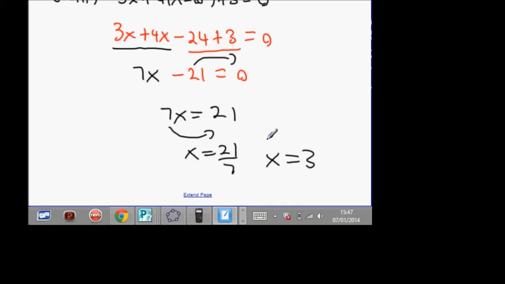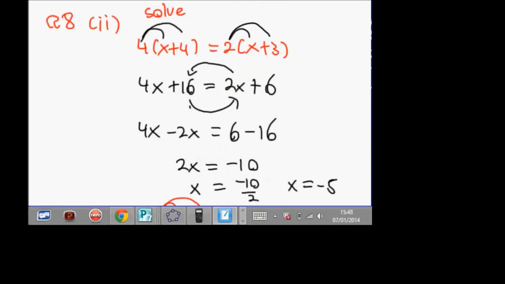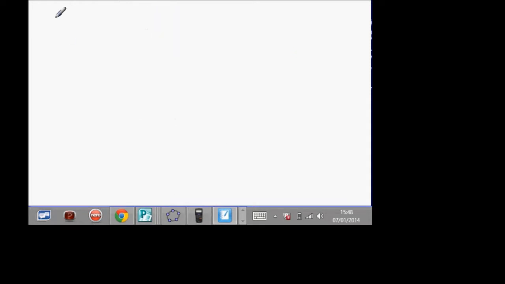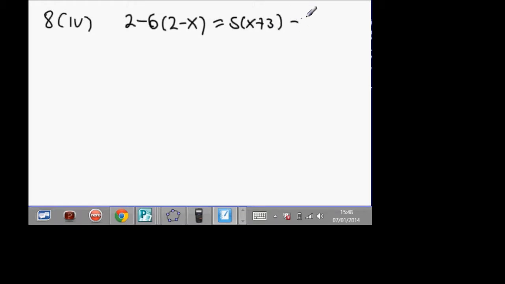Okay, it's not too bad. Very doable, yeah? Now, the last one we'll do is A part 4, and then we'll move on to fractions, because fractions are tricky. Okay, A part 4. Okay guys, 2 minus 6 times 2 minus x equals 5 bracket x plus 3 minus 23. Okay, now what happens now?